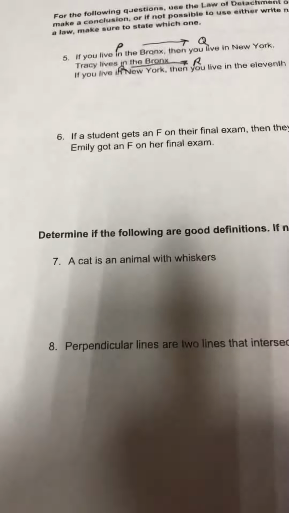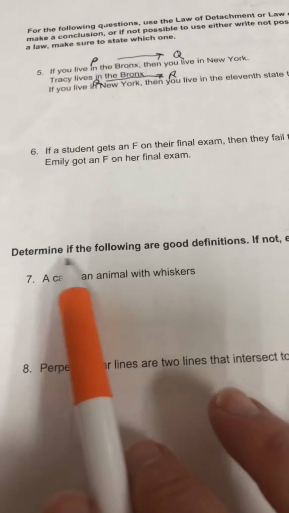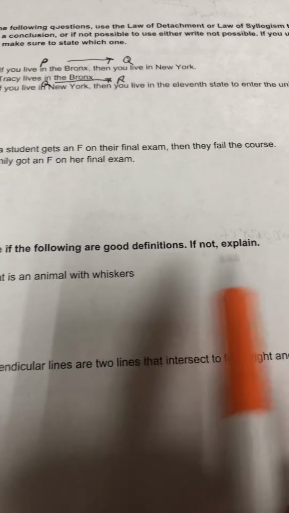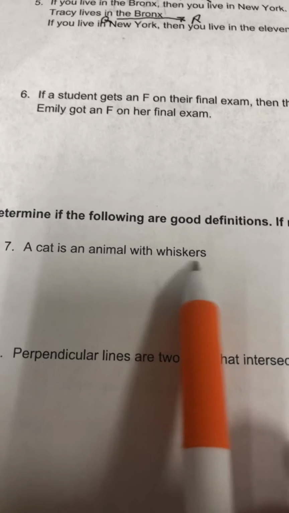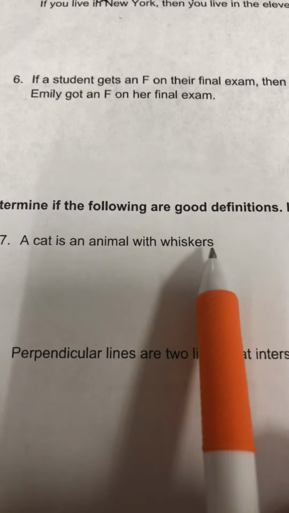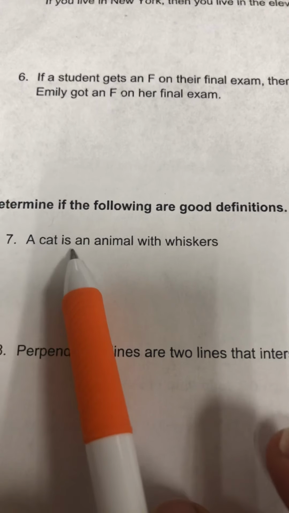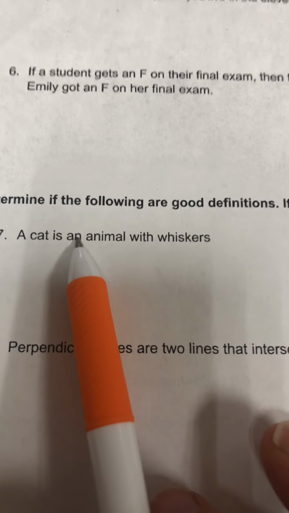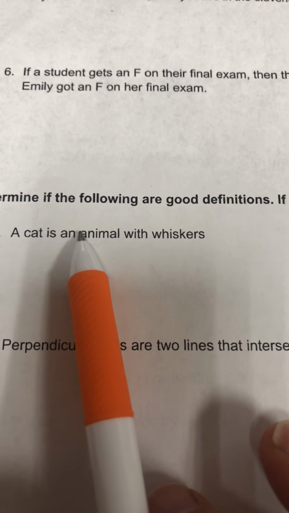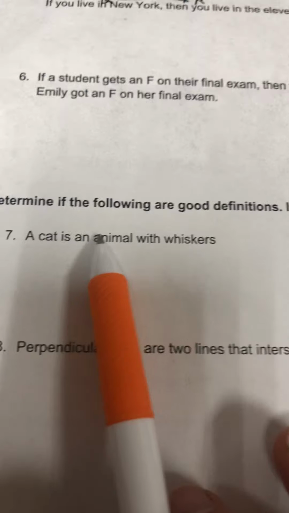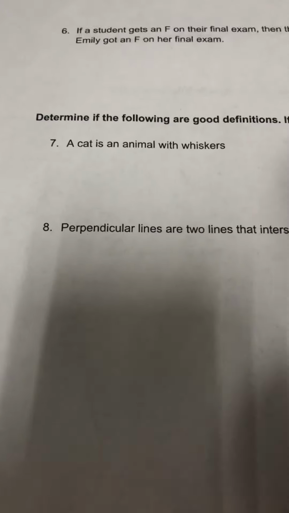Okay? Determine if the following are good definitions. If not, explain. So a cat is an animal with whiskers. Okay, so let's try that backwards. An animal with whiskers is a cat. Is that a good definition? Explain why not? I mean, do we have other animals with whiskers that aren't cats? Think about that one. So number 7, explain that in your own words.